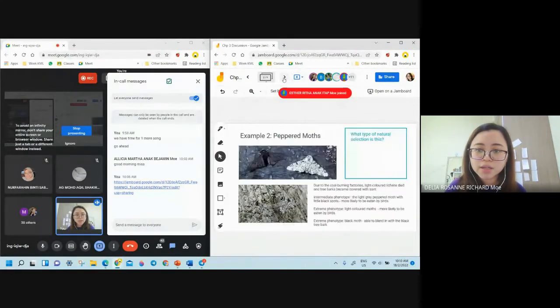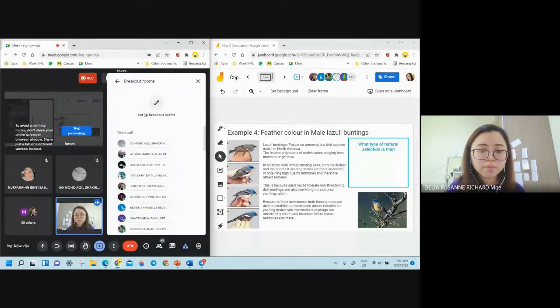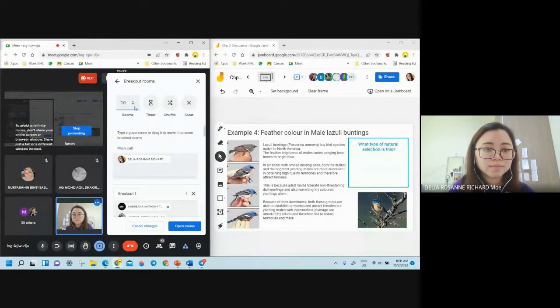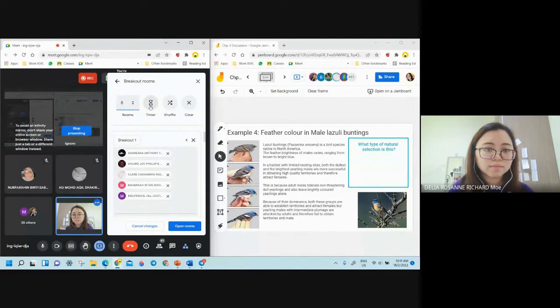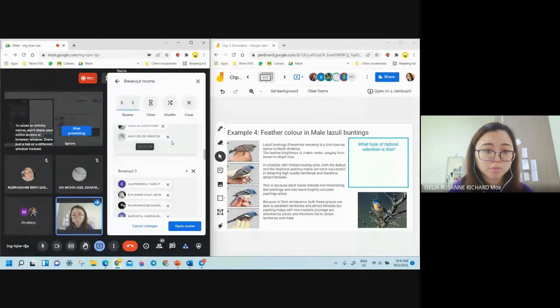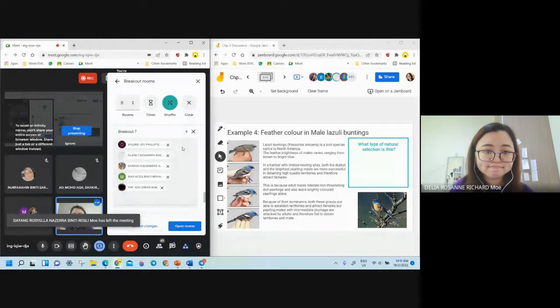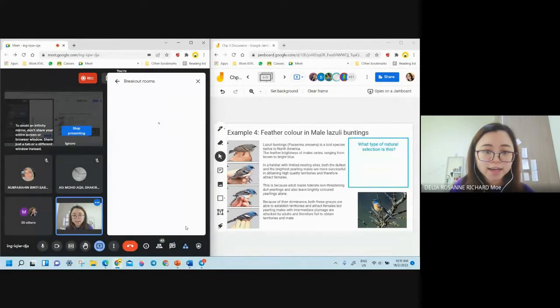Berdasarkan teks yang saya bagi ni, kamu rasa setiap kumpulan patut ada berapa minit untuk bincang? 5 minit cukup? Five minutes, okay? Enough. Okay. So I'm gonna split you into 8 rooms. So every room should have about like 5 people. I'm gonna go in and out of each breakout room. And hope you'll be okay.